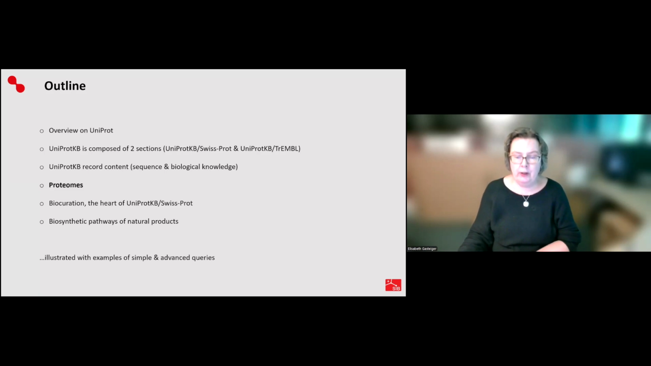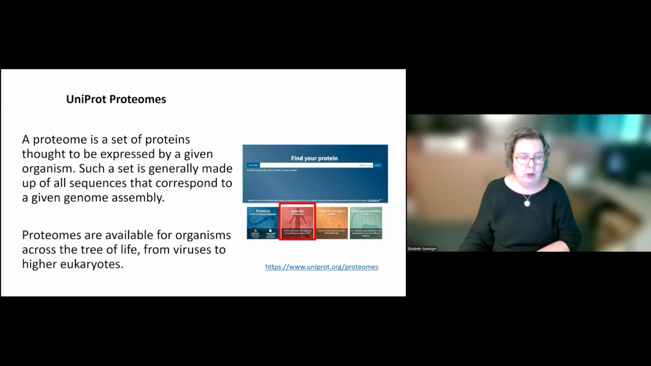Now I'd like to introduce another concept and another important space on the UniProt website, which is proteomes. A proteome is a set of proteins thought to be expressed by a given organism. Such a set is generally made up of all sequences that correspond to a given genome assembly. Proteomes are available for organisms across the whole tree of life, from viruses to higher eukaryotes. And on our website, they are accessible from this square here, which is called Species Proteomes, and at the URL we're giving here.